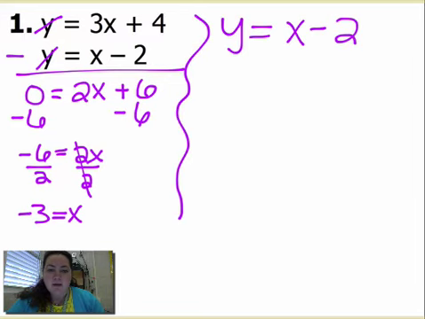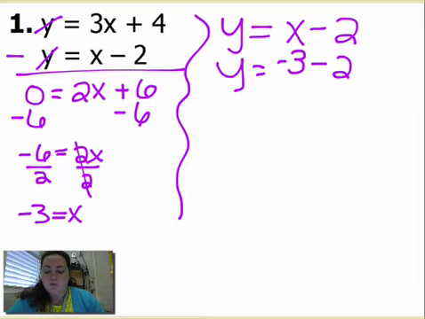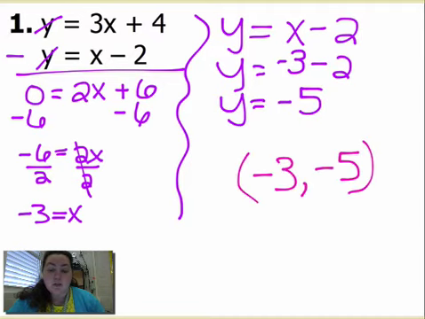So now I know what x is. I'm going to plug that into one of my equations. So if I plug negative 3 in for x, I use the second equation. Negative 3 minus 2 gives me negative 5. So my y is negative 5, and my answer is negative 3, negative 5.